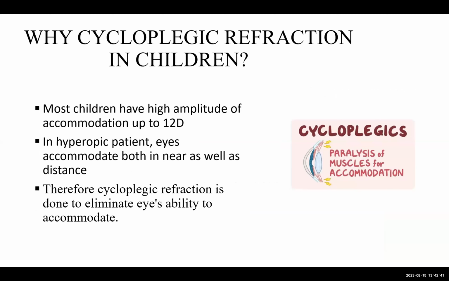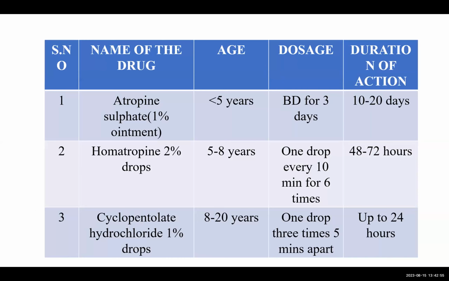So why cycloplegic refraction in children? Because most children have a high amplitude of accommodation, up to 12 diopters, and in hypermetropic patients, the eyes accommodate for both near and distance. Therefore, cycloplegic refraction is done to eliminate the eyes' ability to accommodate. These are the cycloplegic drugs used: in age less than 5 years, atropine sulfate 1% ointment is used. In age between 5 to 8 years, homatropine 2% drops. And in age between 8 to 20 years, we use cyclopentolate hydrochloride 1% drops.